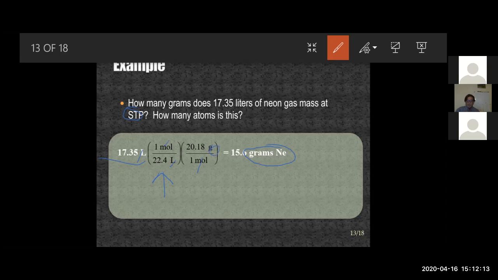So if I set this up properly and just follow my units, and the units cancel out like they should, then it's just a matter of doing the mathematics, and you're good to go. So 17.35 divided by 22.4 times 20.18, you should end up with 15.6 grams of neon. Okay, so 17.35 liters of neon gas will weigh 15.6 grams of neon.